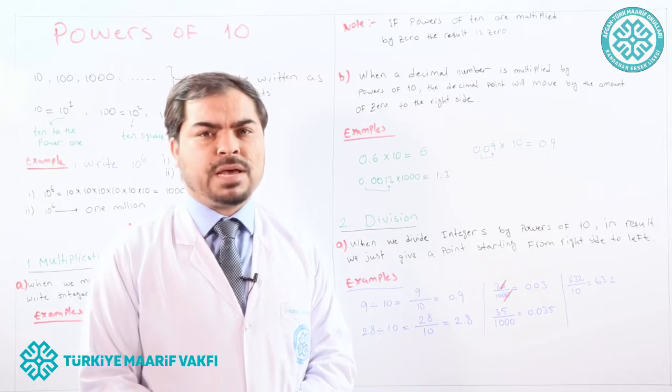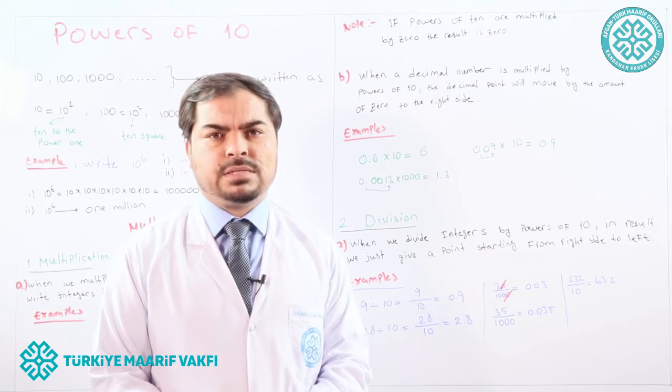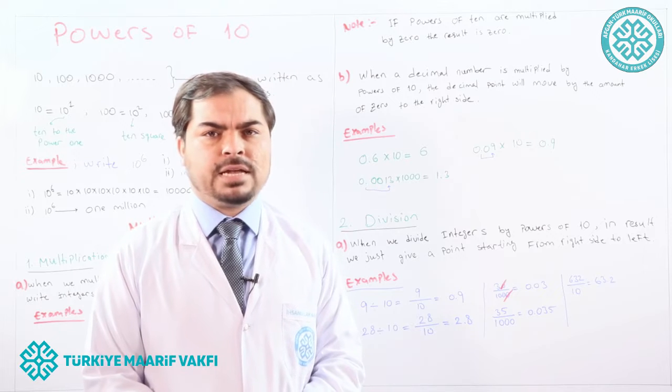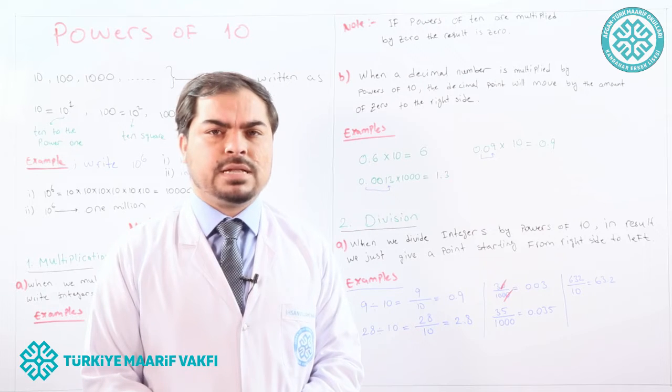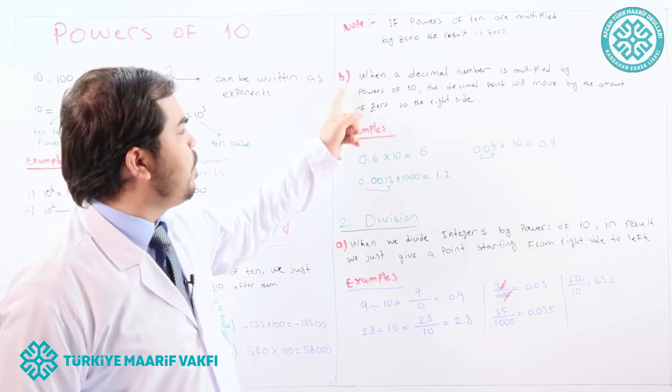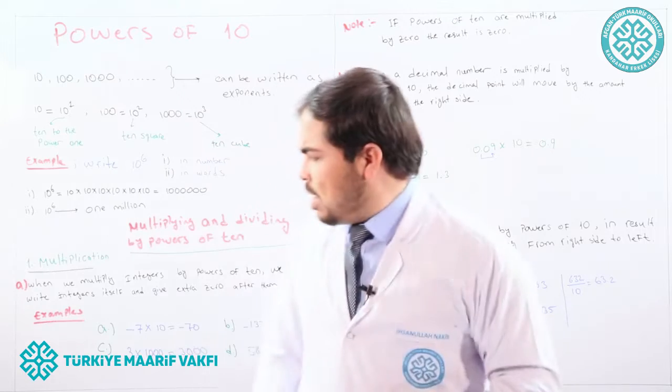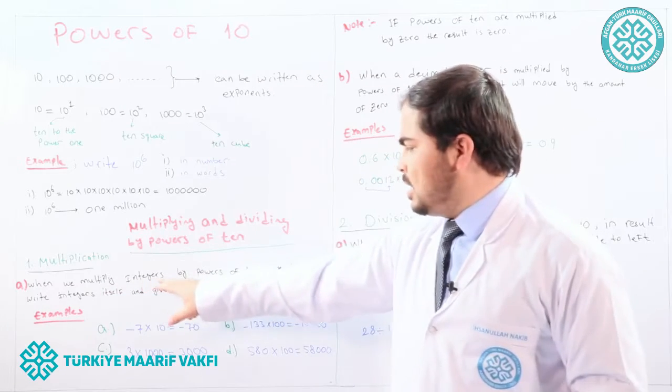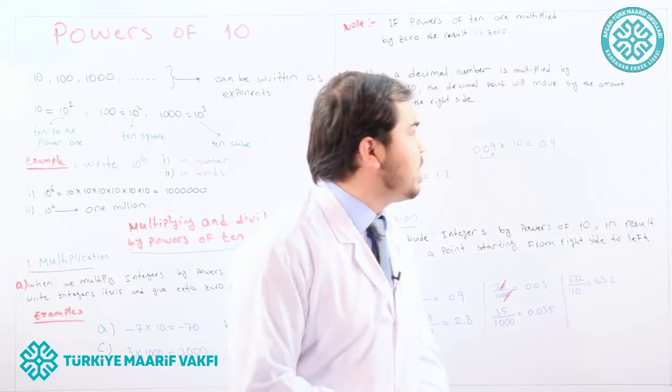Multiplying the powers of 10 by 0 gives 0. You have to memorize it, and every time you see a case like that, you must write 0. So in case A, we had integer numbers. Now we are coming to the decimal numbers.